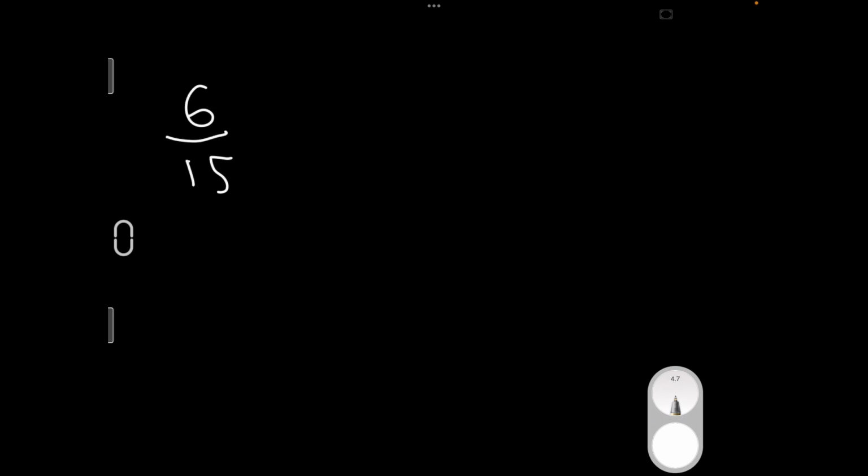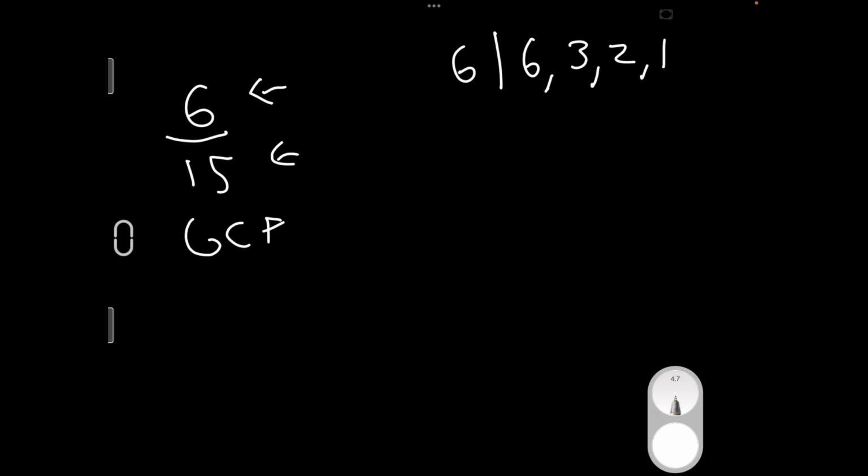So here's another example. For this example, we're going to be also using the GCF method. So we need to find the greatest common factor between 6 and 15, the numerator and denominator. So for 6, the factors are 6, because we could divide 6 by 6, 3, 2, and 1. All these numbers can be divided by 6. Now we can do 15. So we could divide 15 by 15, we could divide 5 by 15, we could divide 3 by 15, and we could divide 1 by 15.